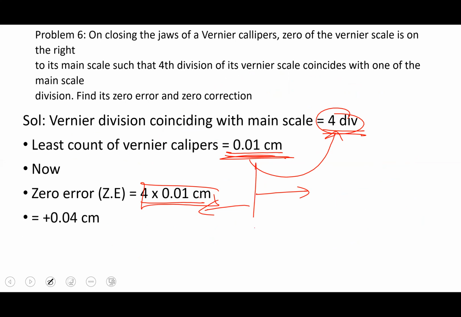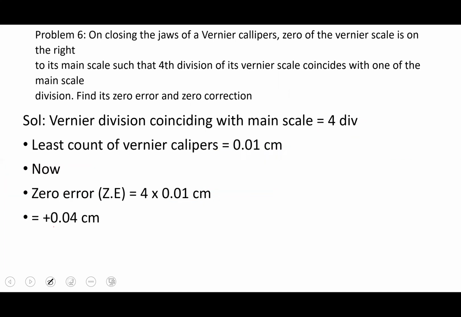That means something extra was included into this one. So that is the positive error. That means the jaws of the Vernier caliper were not closed properly, so some extra readings were included into it. How much extra? 0.04 centimeter.